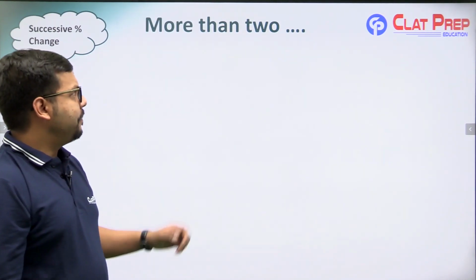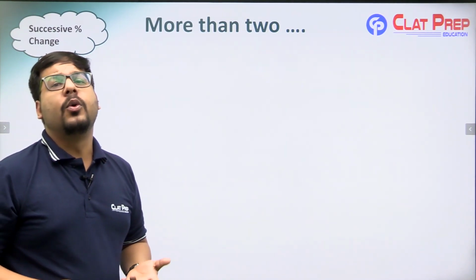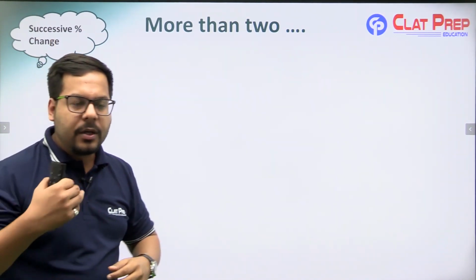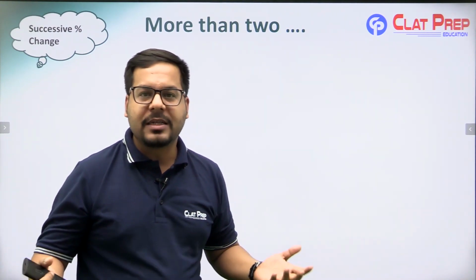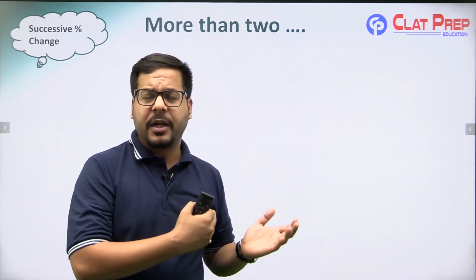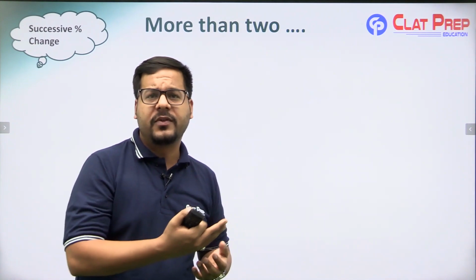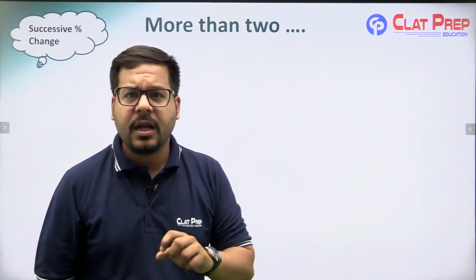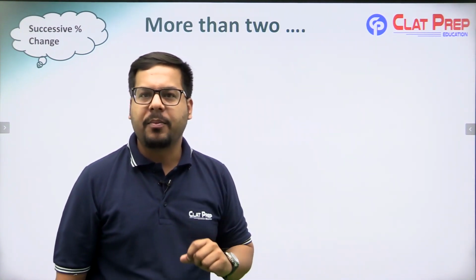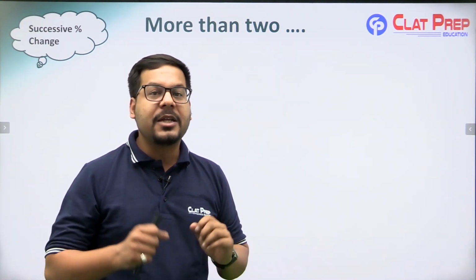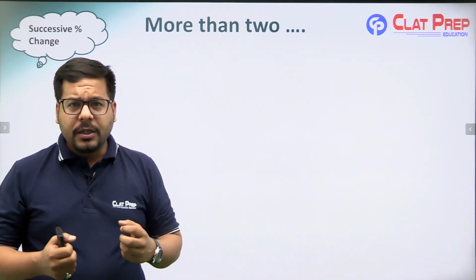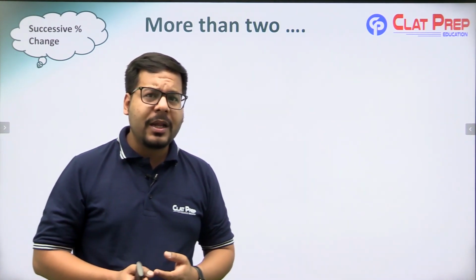Okay, now what happens when there are more than two changes? A lot of people refer to various other formulas given here. There is one extended version of this formula. Let me quote it in front of you. The formula is x plus y plus z plus xy upon 100 plus yz upon 100 plus xz upon 100 plus xyz upon 10,000. Now think about it, whether you will feel comfortable using this formula in the exam.